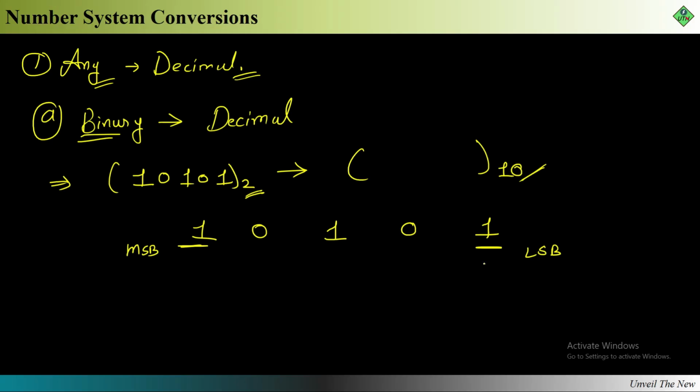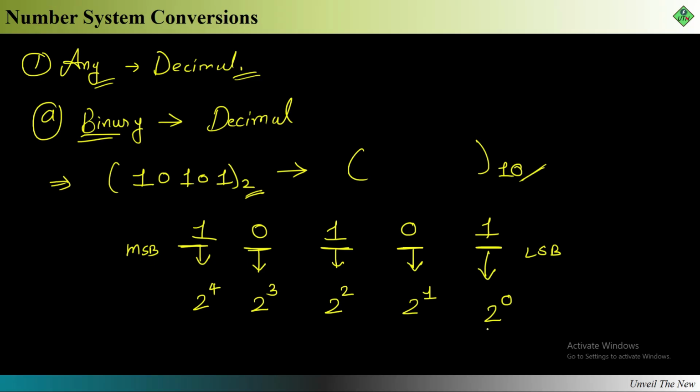Okay, now this represents the weight, that is 2^0. Okay, similarly, we know that this digit represents the weight 2^1. This digit represents the weight 2^2. This digit represents the weight 2^3. And this digit represents the weight 2^4. Okay. So the weights we know. But now we need to multiply these weights with their particular value.